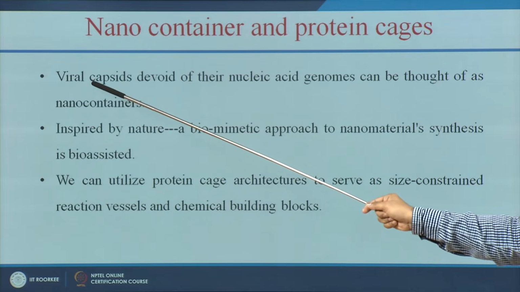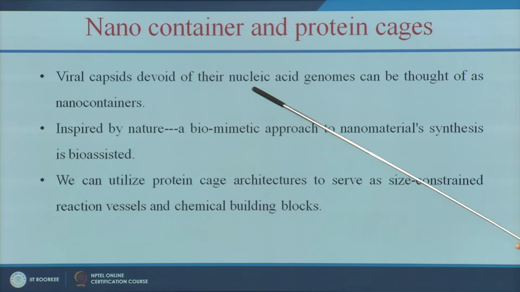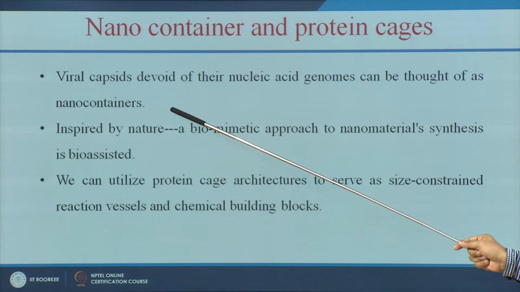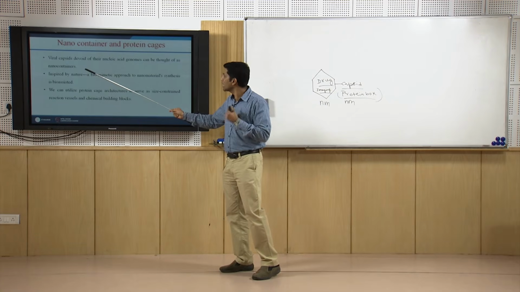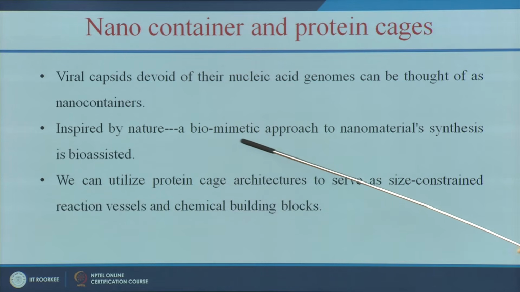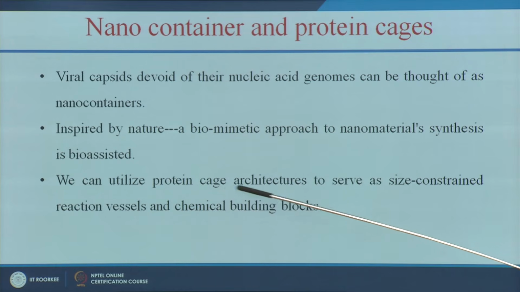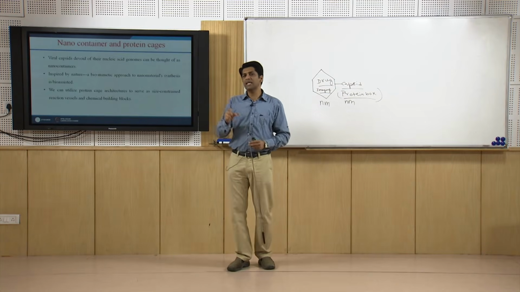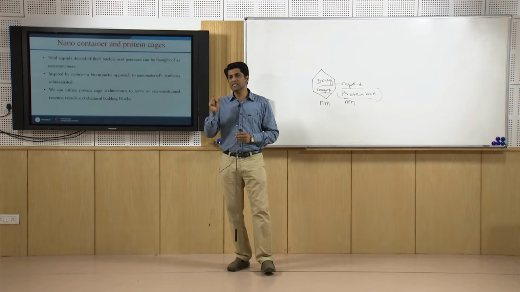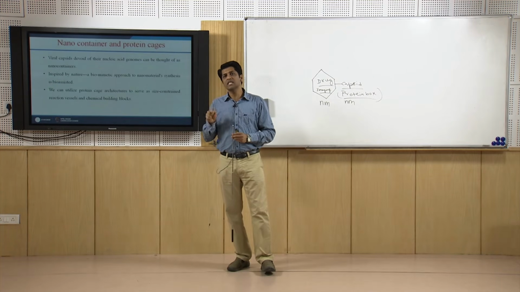So here the viral capsids devoid of their nucleic acid genomes can be thought of as a nano container. As I told you earlier, the viral capsid without the genetic material can be used as a kind of nano container. So again the scientists got the idea from nature. It is a biomimetic approach for making nanoparticles. So we can use a protein cage architecture, and it can act like a size constrained reaction vessel. So this protein cage will act like a reaction vessel, and it can synthesize nanoparticles in the smaller nano size vessel.